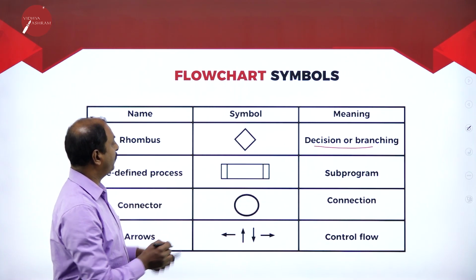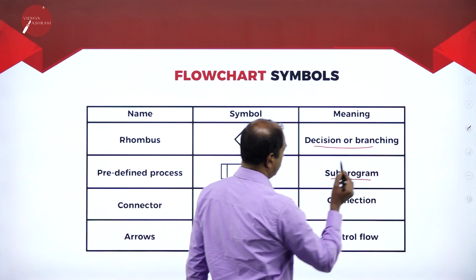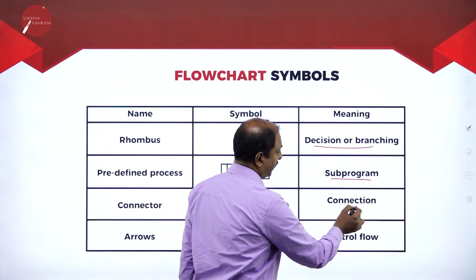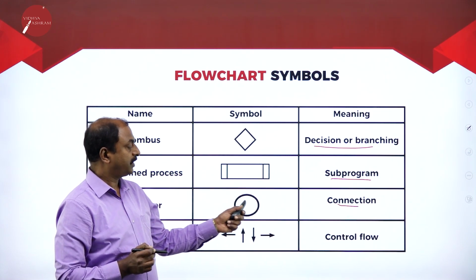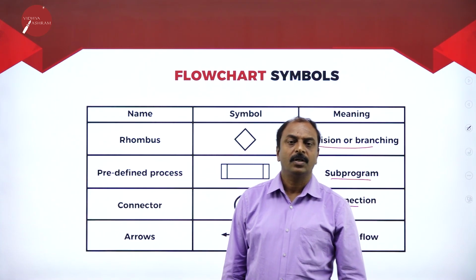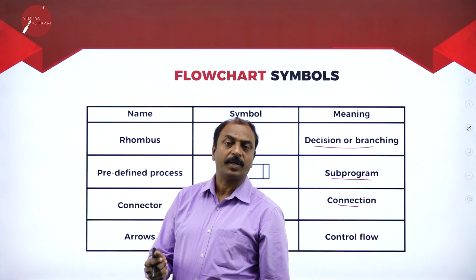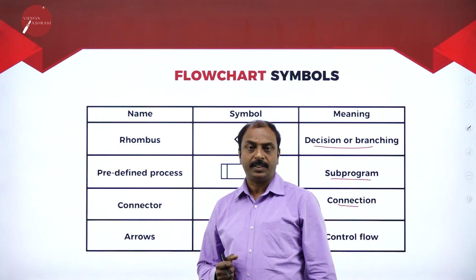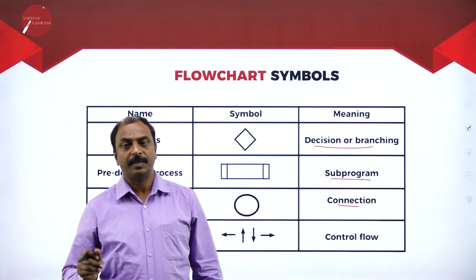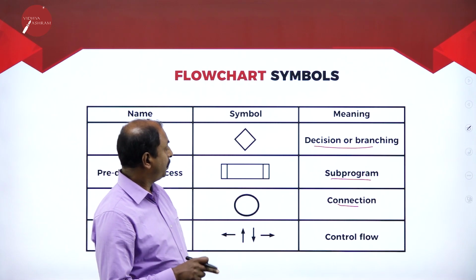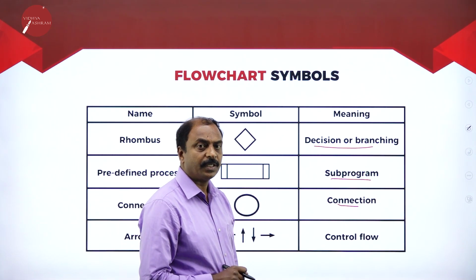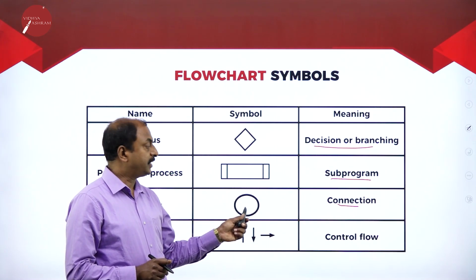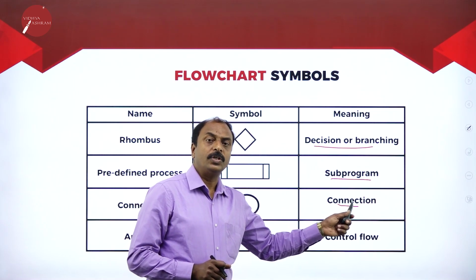And this is the predefined process, called subprograms. And this is the connector, a circle, nothing but a connector. We use the circle to connect flowcharts written on different papers or in different locations. For example, if our flowchart doesn't fit into one page, we have to continue on the next page. So to connect flowcharts written on two different pages, we use connectors. Here we are using a circle. It's meant for connecting two different flowcharts.